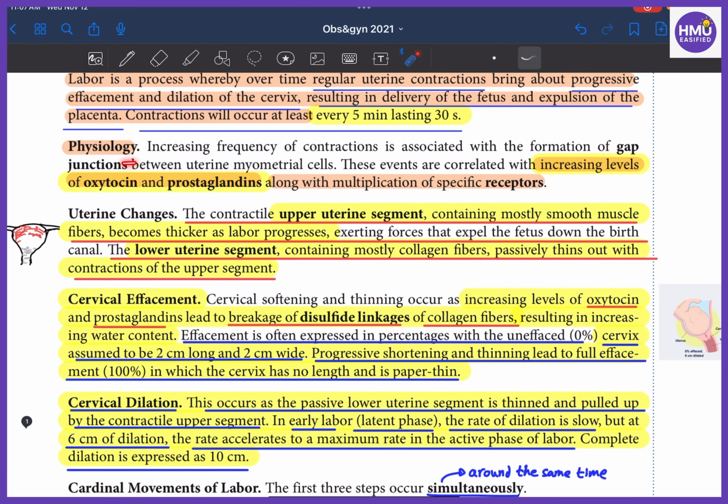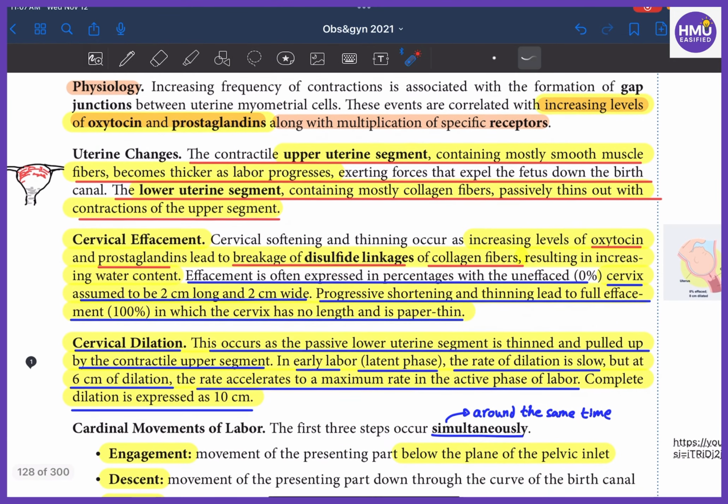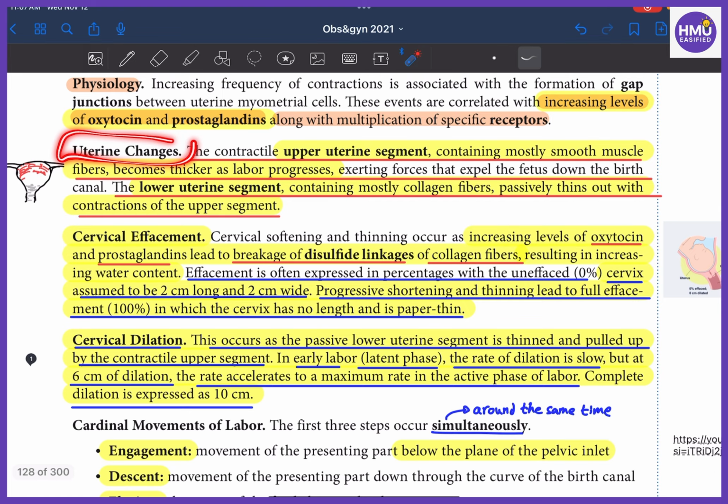So the physiology: increasing frequency of contractions, we know about this, formation of gap junctions. We have increasing levels of oxytocin and prostaglandins and increased levels of specific receptors, which lead to more contractions and induction of the labor. So what are the uterine changes that happen during labor?